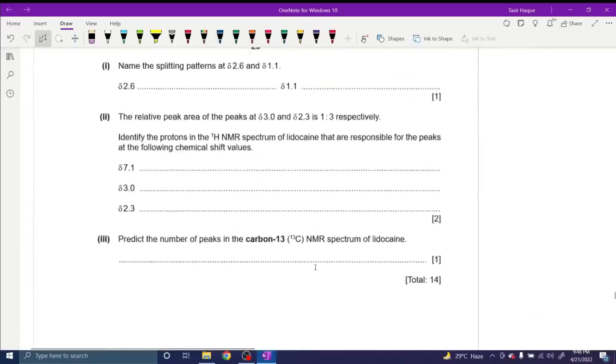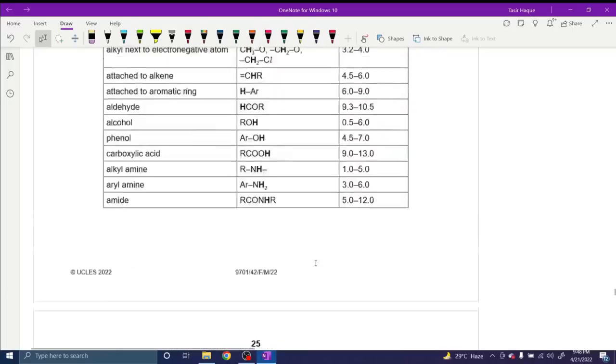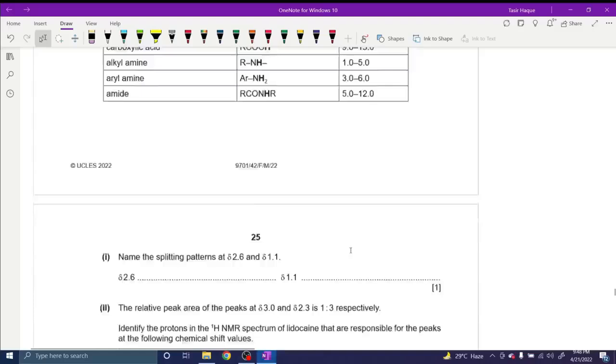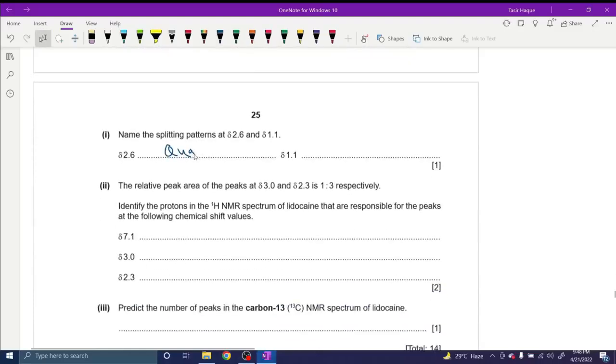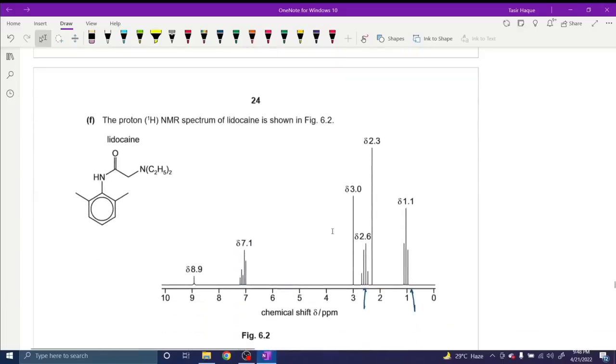So they didn't give much marks from NMR this time. So name the splitting patterns at 2.6 and 1.1. 1.1 is a triplet and 2.6 is a quartet. Quartet and triplet. Next part. The relative peak areas of peaks 3 and 2.3 are 1:3 respectively.